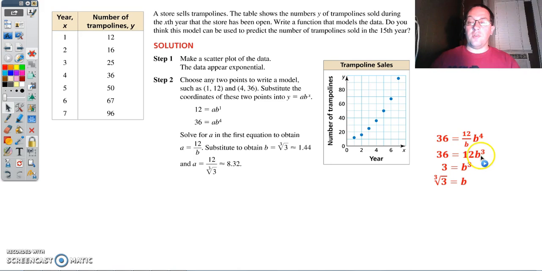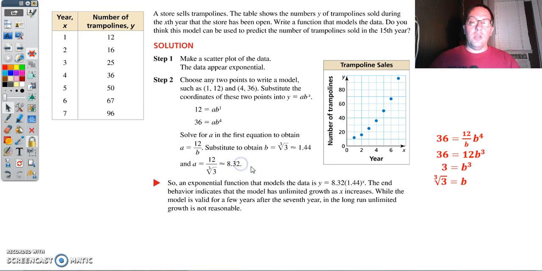So we have 12b cubed equals 36. Divide by 12, take the cube root, and b equals the cube root of 3, which is approximately 1.44. Take this cube root of 3, plug it back into our a equals. So a equals 12 divided by cube root of 3, which is about 8.32. So plug that into our equation, and there's our function. Y equals 8.32 times 1.44 to the x power.